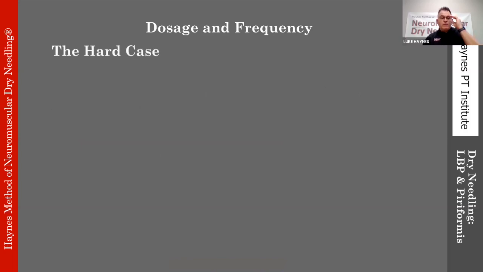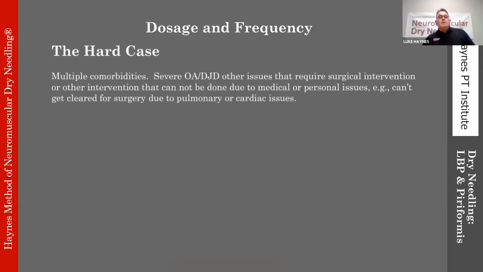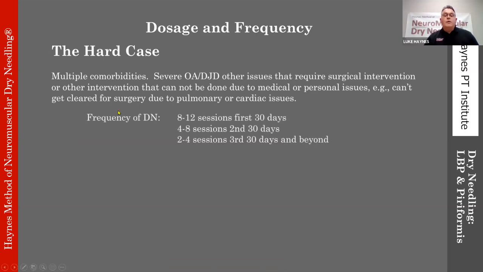And then finally, we have the hard case. This person has multiple comorbidities. They're dealing with severe OA or DJD, DDD, other issues that require surgical intervention or other intervention that can't be done due to a medical or personal issue, such as they can't get cleared for surgery due to a pulmonary or cardiac issue. The frequency of dry needling here, I'm going to phase this in across 3 months. First 30 days, you're going to need 8 to 12 sessions. We're really going to have to work hard on getting that pain down and under control.